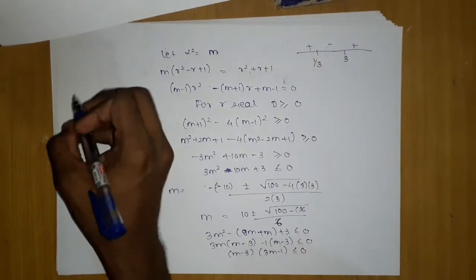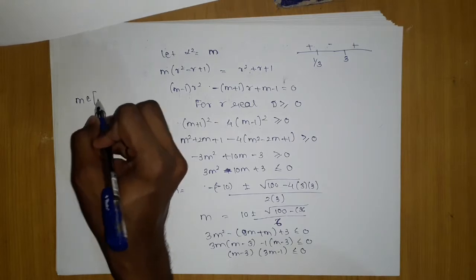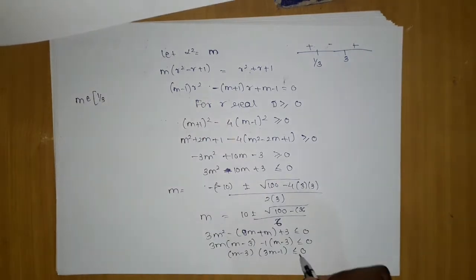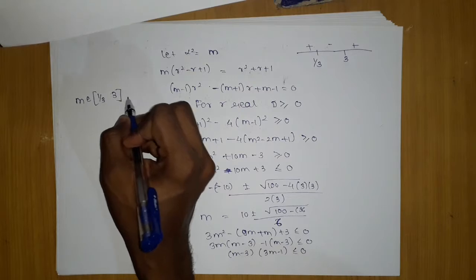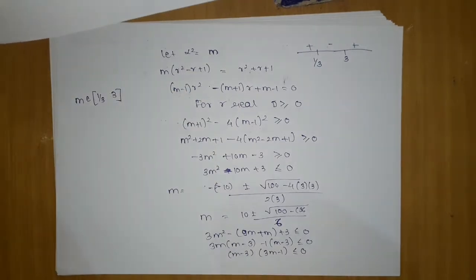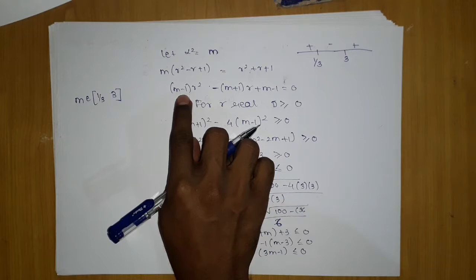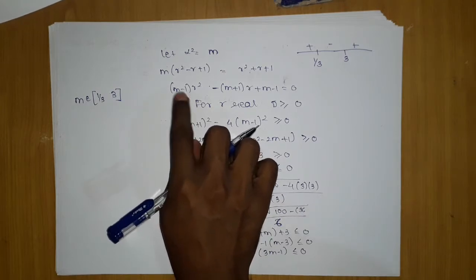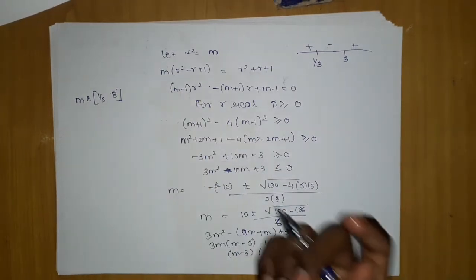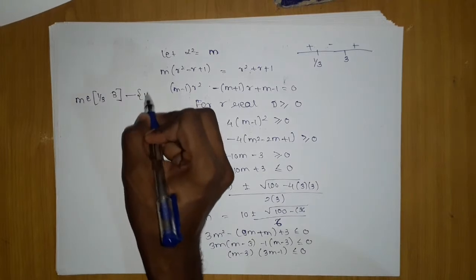Okay, so my final answer which is coming is this, 1 by 3 to 3. Okay, it is less than or equal to, so it will always be included. Okay, one more thing: many children forget that they got this answer from a quadratic. In a quadratic the first term should always be nonzero, it cannot be 0. So if m is equal to 1, then it will become 0, which should not be, so we will exclude the 1.